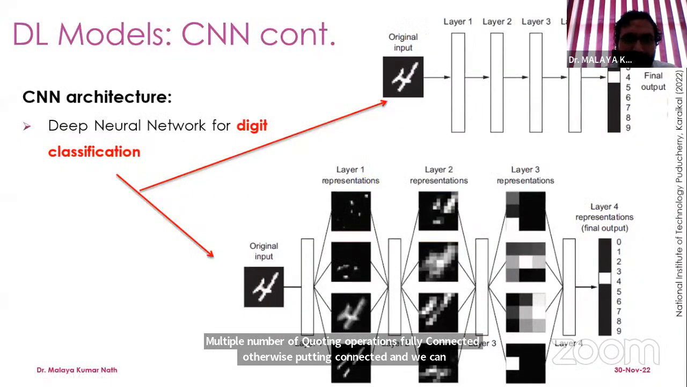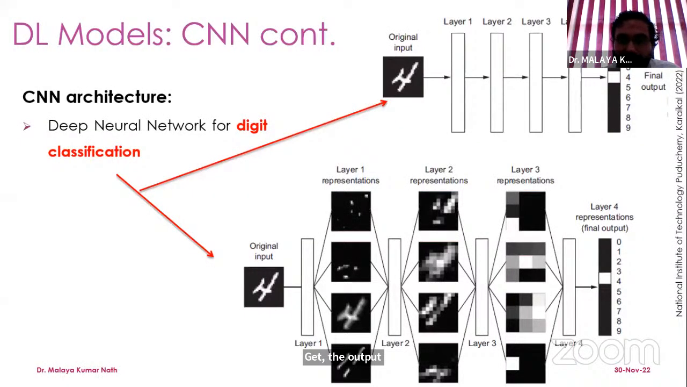So here is the CNN architecture for digit recognition, where the input is the raw digit, and the final output shows which class it belongs to.